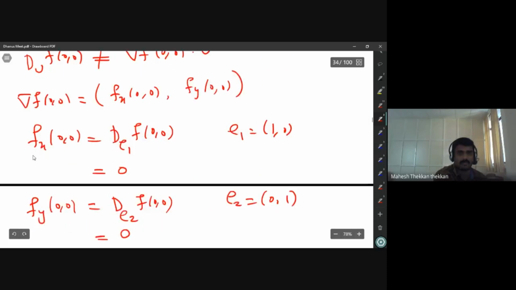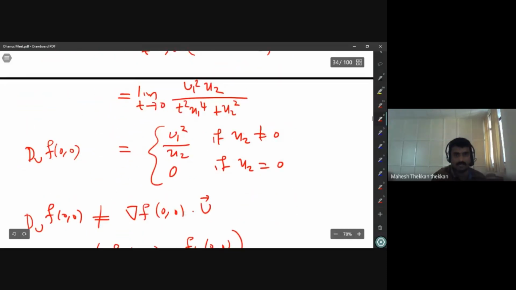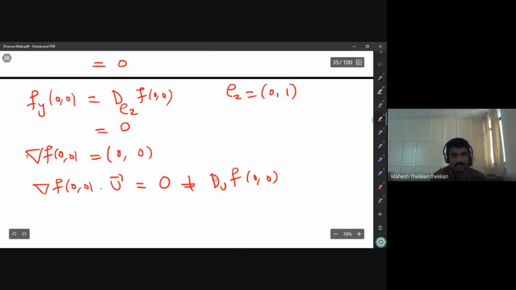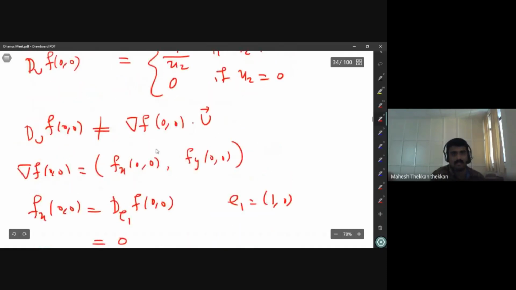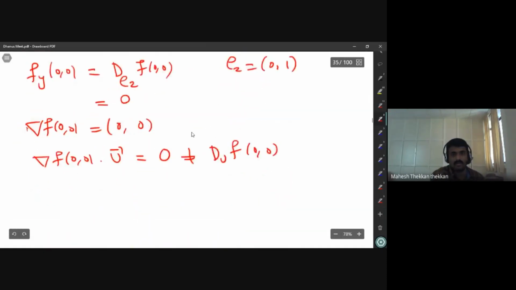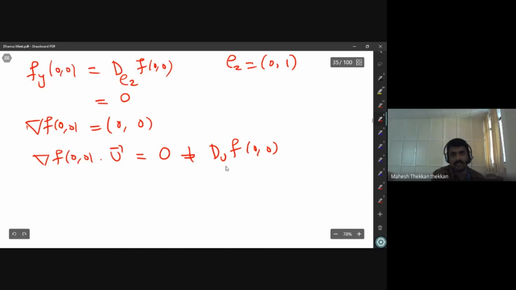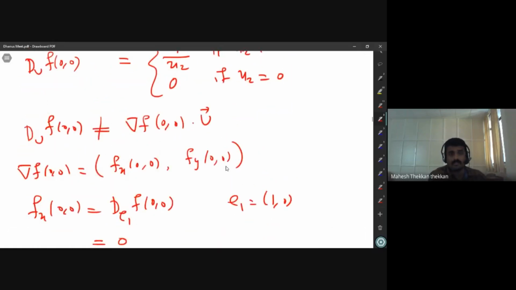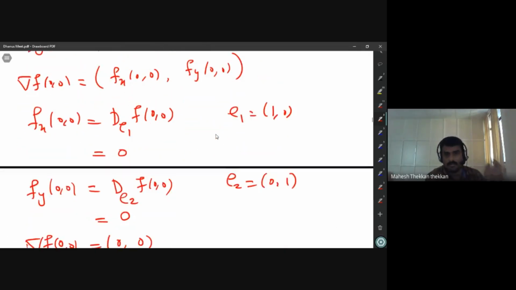Because the directional derivative D_u f at (0,0) we have already found, that is this thing. But this is not equal to this. So del f at (0,0) dot u is not equal to D_u f at (0,0). So the directional derivative of f in the direction of some vector need not be equal to del f dot u. There are some conditions that I will discuss.